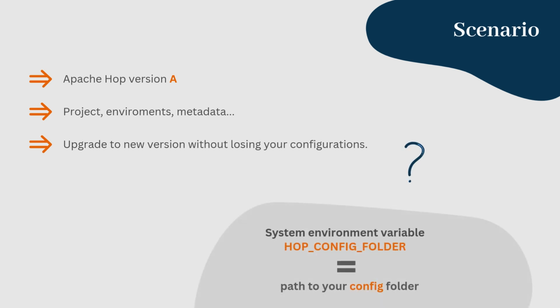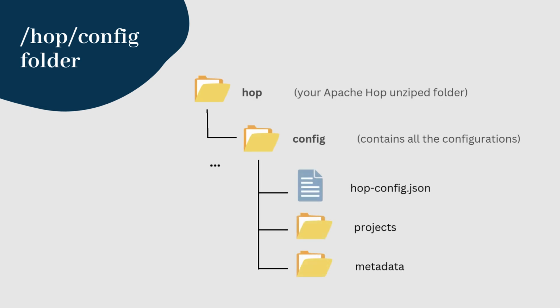The recommended best practice is to set up a system environment variable, HOP_CONFIG_FOLDER, that will contain the path to the config folder. When you install Hop, the Hop config folder contains the hop-config.json file, the default installation projects, and the metadata folder. The hop-config.json file contains configuration settings for Apache Hop, including system variables, GUI properties, and project-specific configurations.